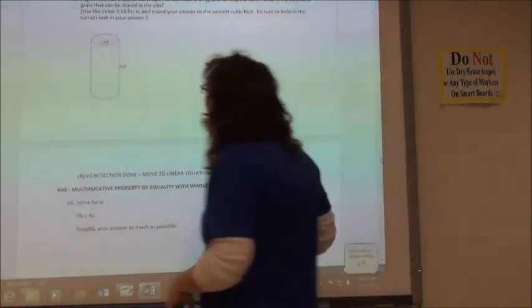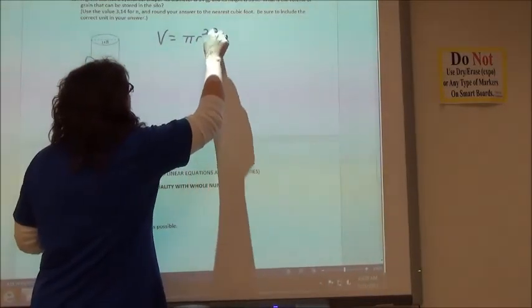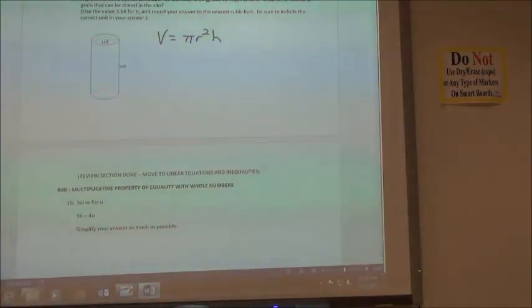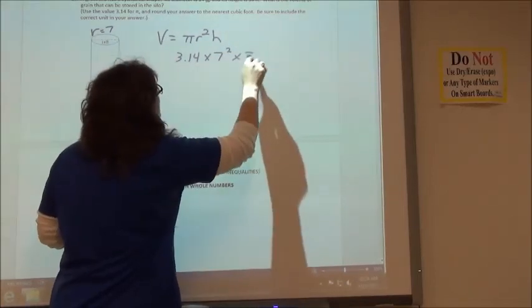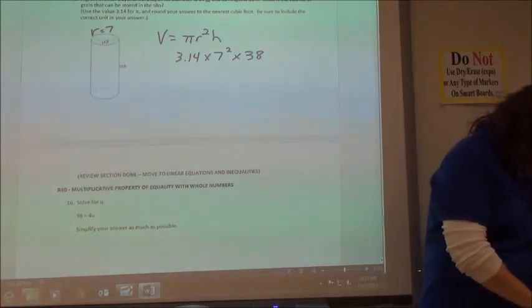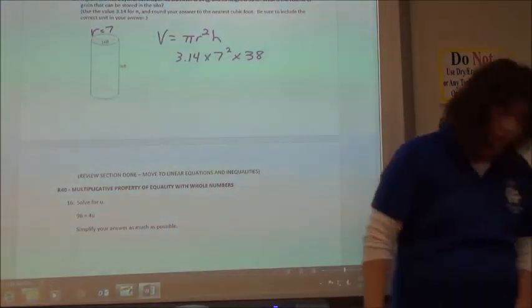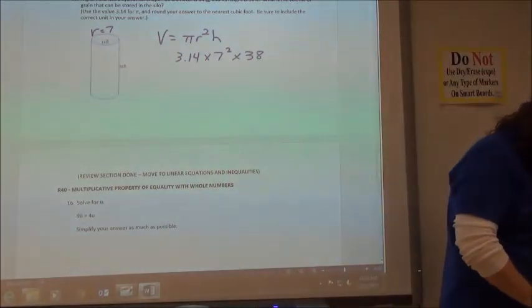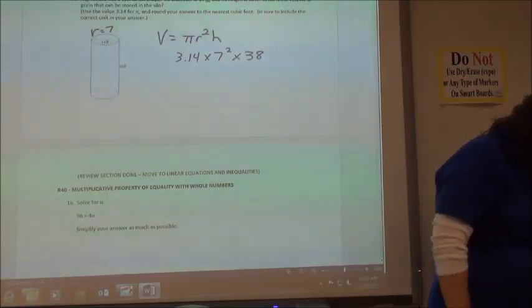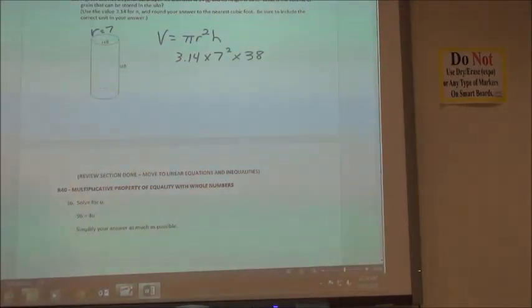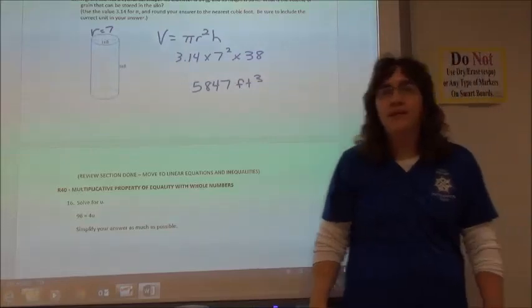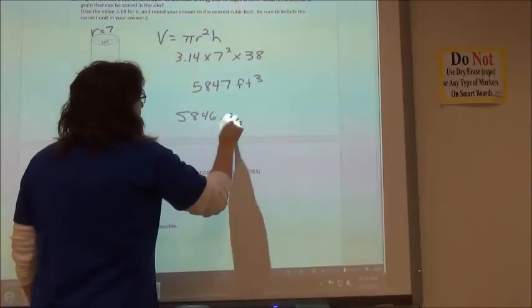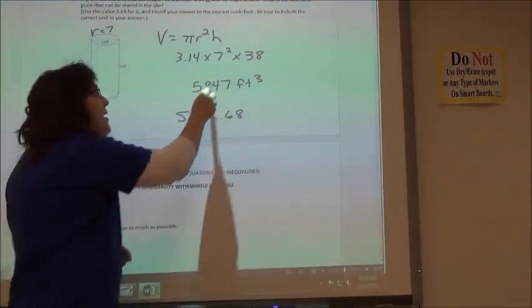So number 15, same thing. I'm going to find the volume of my cylinder. I'm going to find the area of the circle, so pi r squared times my height. Again, on this one, it says my diameter is 14 feet, which means my radius would be 7. So 3.14 times 7 squared times my height, which is 38. I used the wrong number. And my label, feet cubed. So you get 5846.68. But since I have a 6 in my tenths spot, I ended up having to round it up to 47.